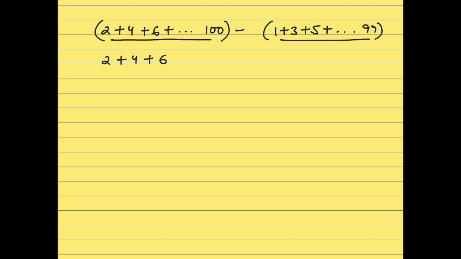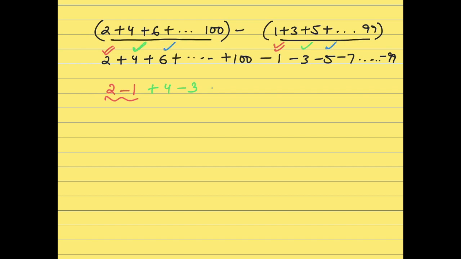2 plus 4 plus 6 plus and so on plus 100 minus 1 minus 3 minus 5 minus 7 and so on and minus 99. So you can pair two numbers together. How come? 2 and minus 1. So it will be 2 and minus 1. So it's one number. And then 4 and minus 3. So plus 4 minus 3. Next, plus 6 and minus 5.